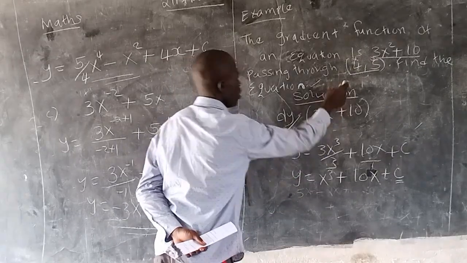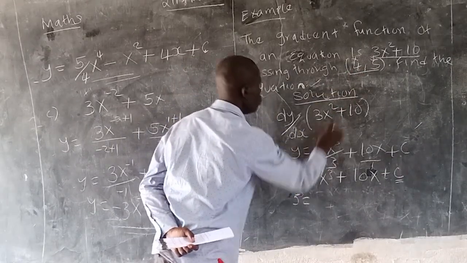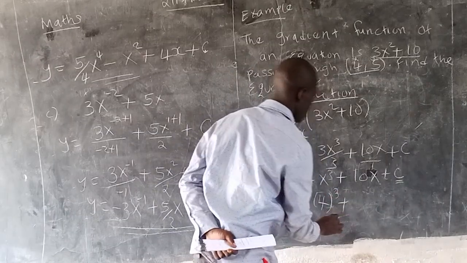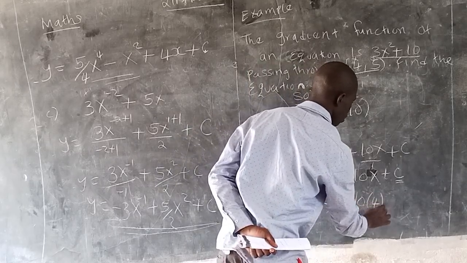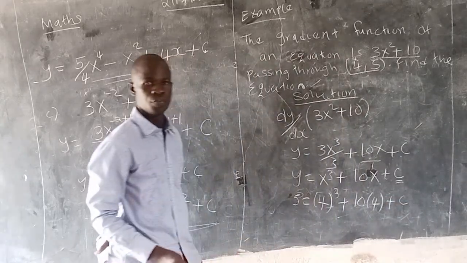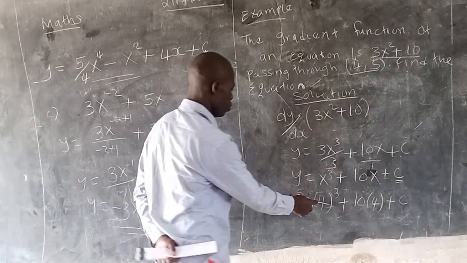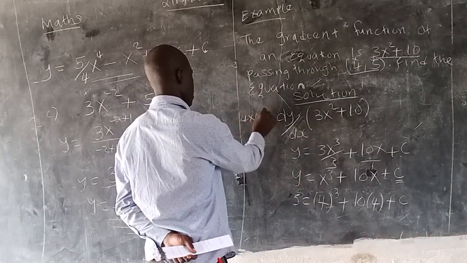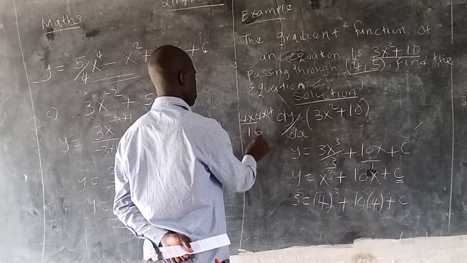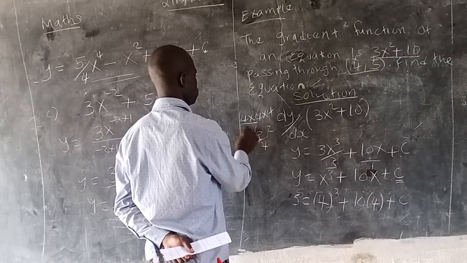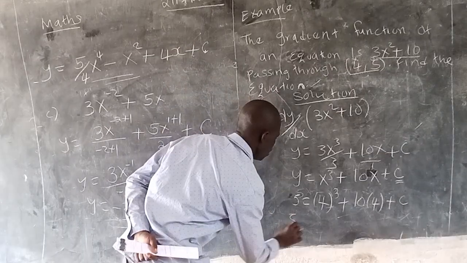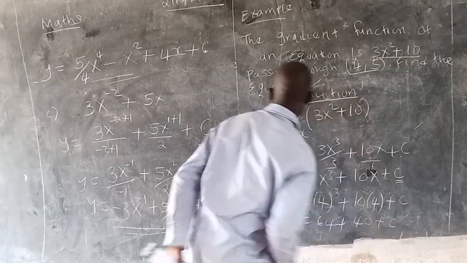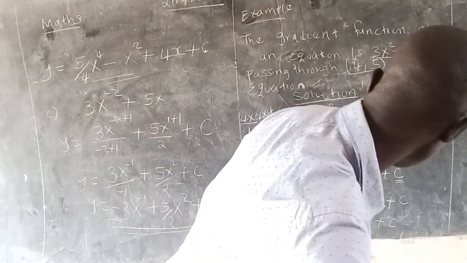Therefore, we replace: y is 5, equal to x is 4 raised to 3, plus 10 times 4, plus c. Now, given this, 4 raised to 3 is just like 4 times 4 times 4. And this gives you 16 times 4, which is 64. So here we have 5 equal to 64 plus 40 plus c.